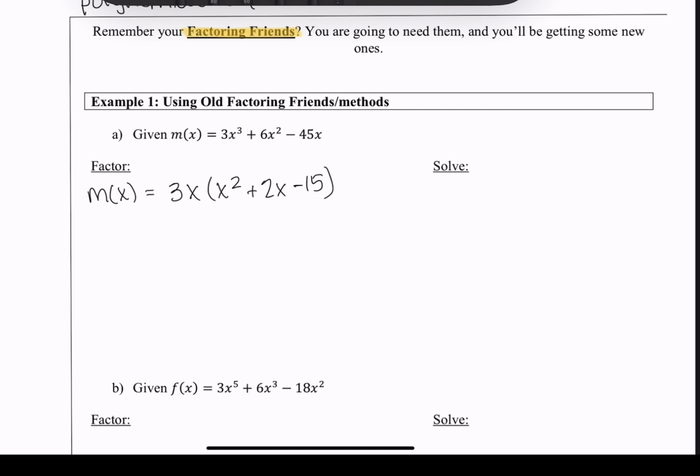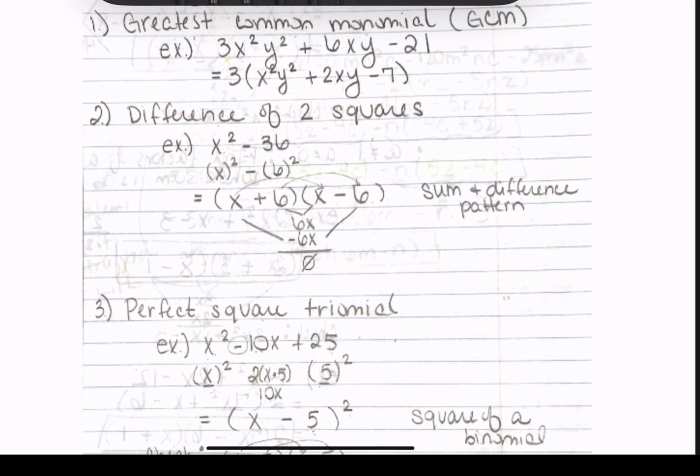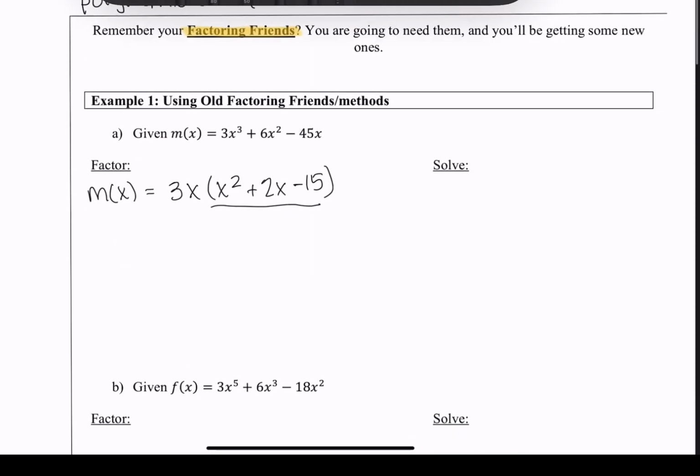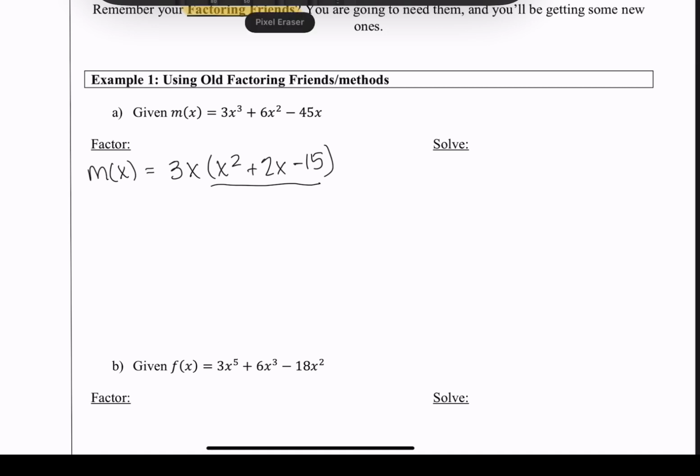Now, I don't think I'm done. I see that I still have a trinomial here that potentially could be factored. It's not a difference of 2 squares. It's not a perfect square trinomial. However, what it is is guess and check. What I need to do is look for factors of the constant whose sum or difference will give me the middle term. So I have to ask myself, are there factors of 15 that I can add or subtract to get 2? And in fact, there are. Factors of 15: 1 and 15, 3 and 5. I can subtract 3 and 5 to get 2.